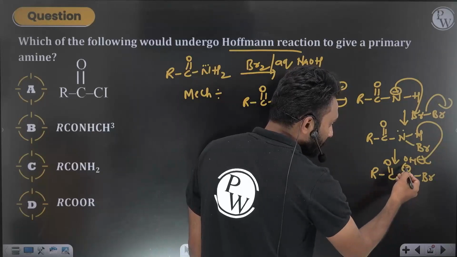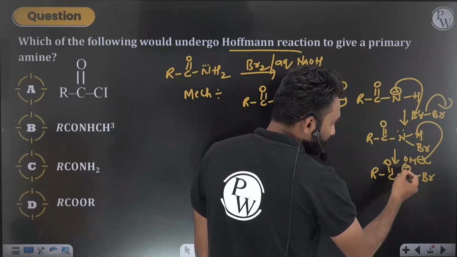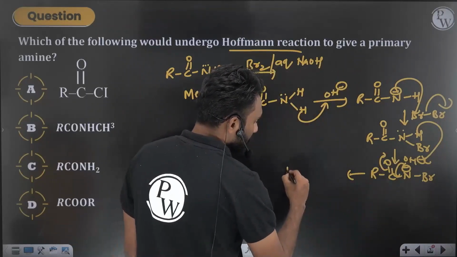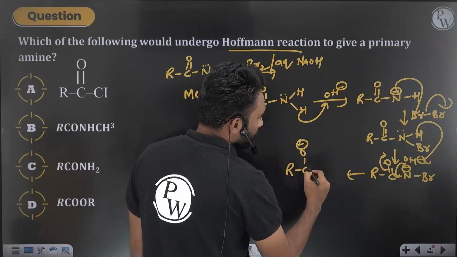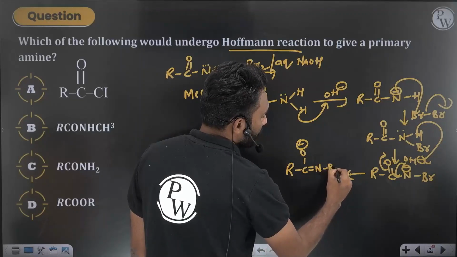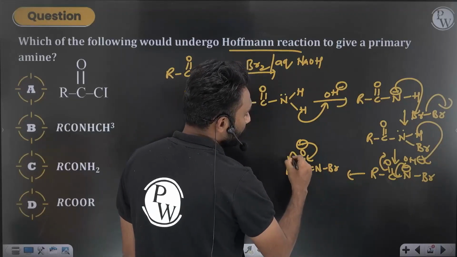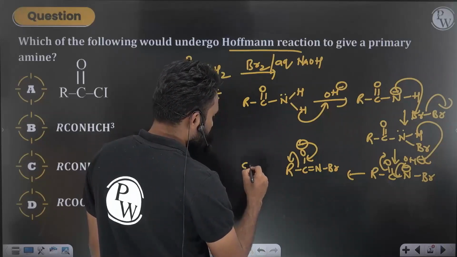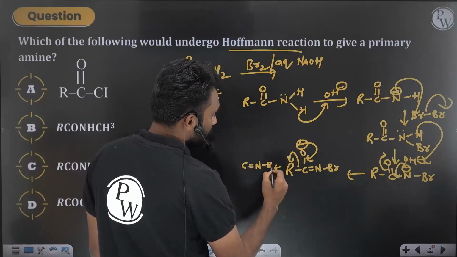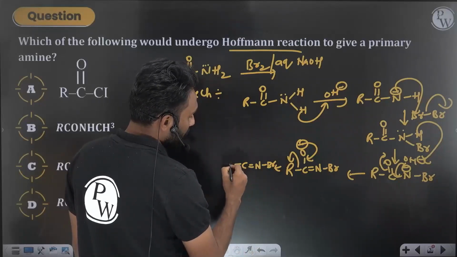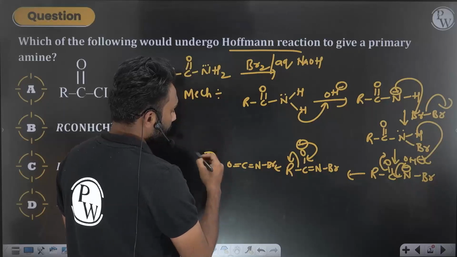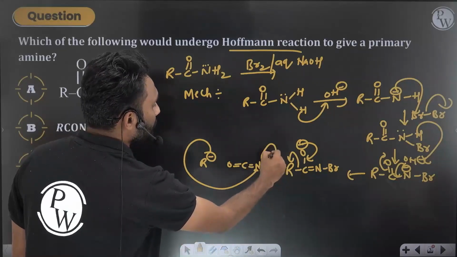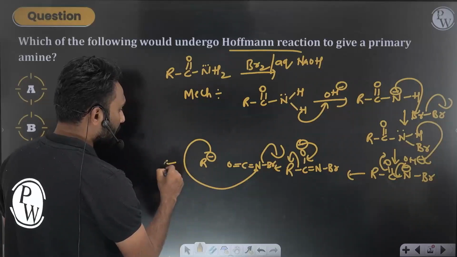Now what happens? This negative charge will be delocalized here, and this pi bond will be shifted toward this oxygen. Now R, C double bond O minus, double bond N, Br. Again this negative charge will be delocalized, and we get the primary carbanion, which is stable. Now we get N, Br, and here the double bond O, and we have R minus. This primary carbanion goes and attacks this nitrogen, and the Br will be eliminated.